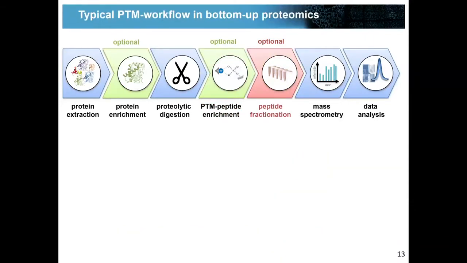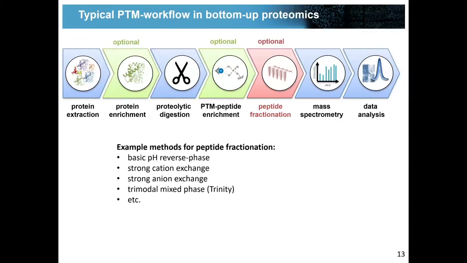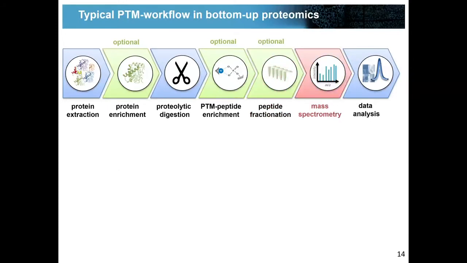Peptide fractionation, the next optional step. Again, if you have a very, very well working enrichment or a good protein enrichment protocol, you might not even consider doing that, but it can also help you. And what people do here typically is an offline basic pH reverse phase fractionation, cation exchange, anion exchange, trimodal mixed phase columns, everything that people also typically do on naked, non-modified peptides.